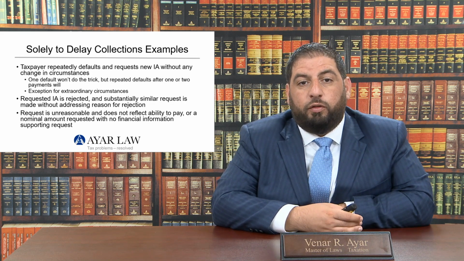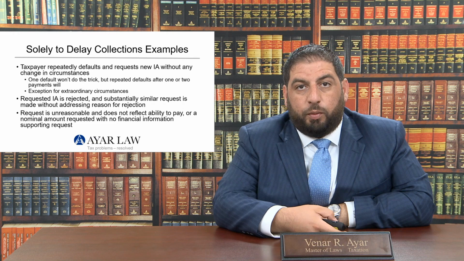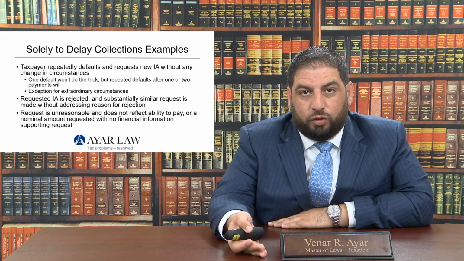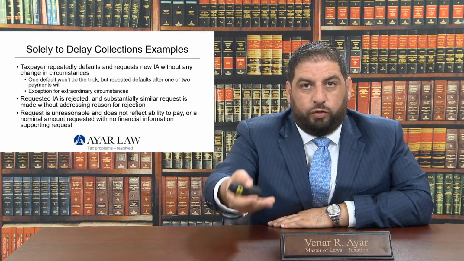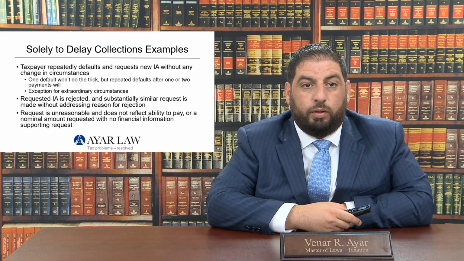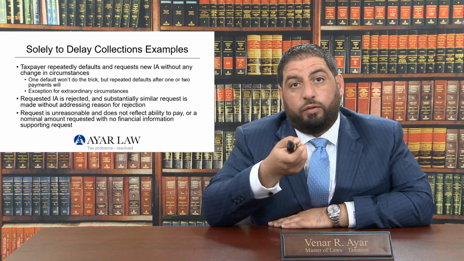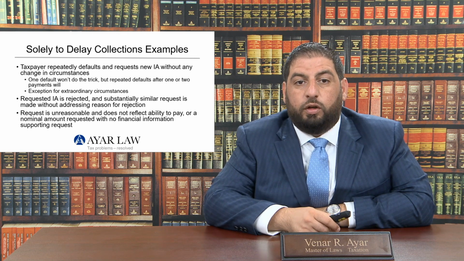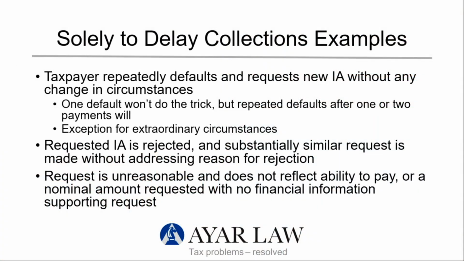Or, for example, if you request an installment agreement, it gets rejected, you go through appeals, you lose, and then you just request the same installment agreement again without any change in circumstances. Well, that would be an attempt to delay collections. Or if your request is just unreasonable and does not reflect your true ability to pay.